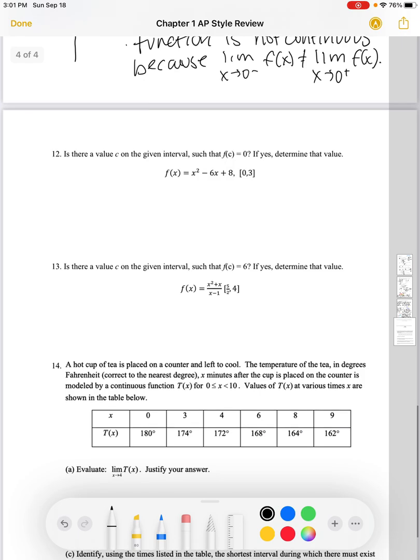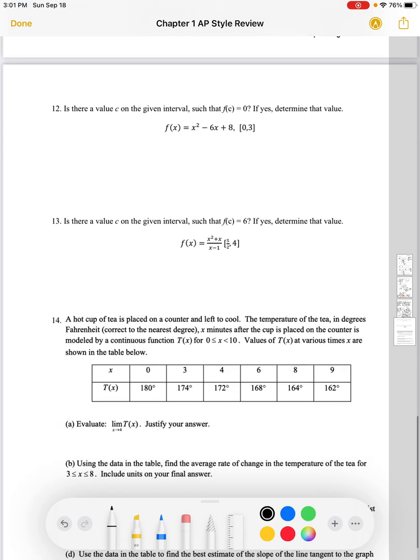All right, moving on to the next one. In this one, we're looking: is there a value c on the given interval, 0 to 3, such that f of c is equal to 0? If yes, determine that value. So we're looking, is there going to be a y value of 0? That's my goal that I'm looking for.